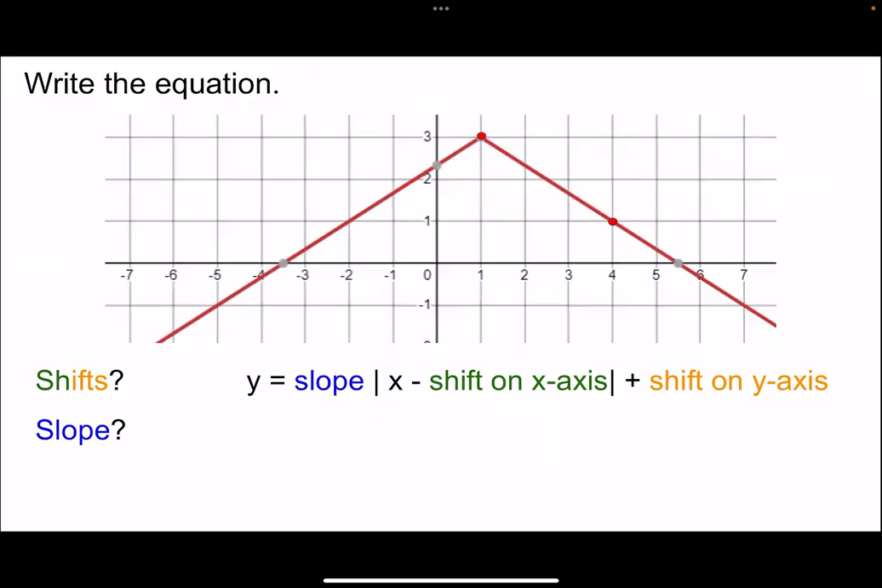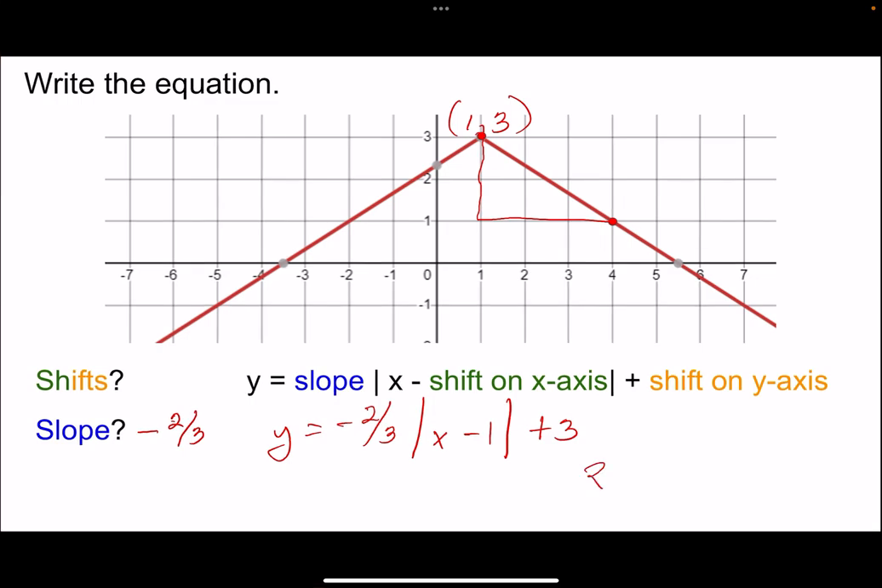All right, here's another one. Okay, my slope's going to be negative. So slope is down 2 over 3. So that's a negative 2/3. The vertex is at 1, 3. So this is going to be y is equal to negative 2/3, absolute value of x minus 1 plus 3. What were the shifts? Right 1, up 3, wide, because the slope is a fraction.